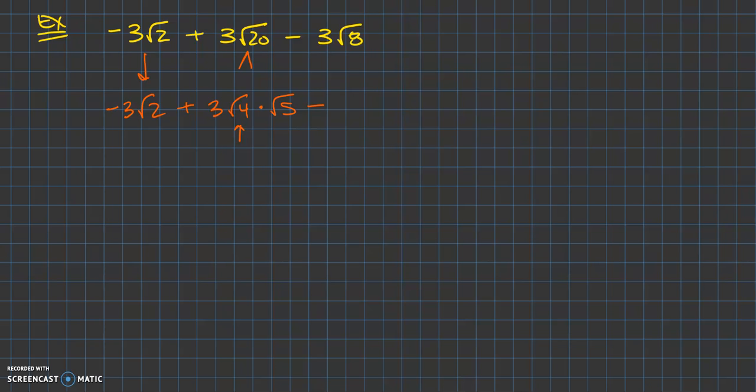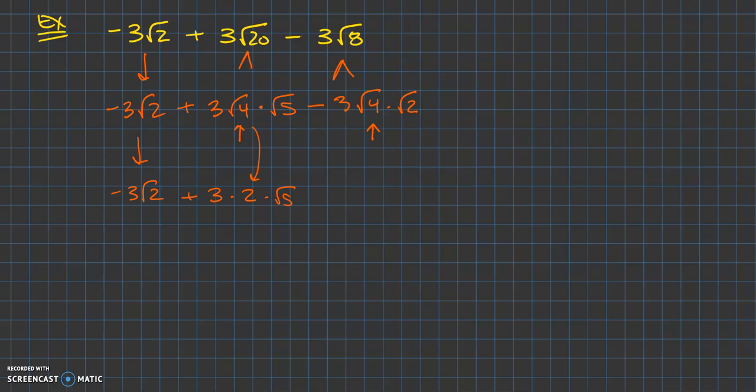Now, I also know two of my factors of 8 are 4 and 2. So 3 root 8 becomes 3 times root 4 times root 2. Now, you'll notice that I wrote the perfect square to the left. And the reason I do that is because as I bring this down, negative 3 root 2 plus 3 times 2, root 4 becomes 2.